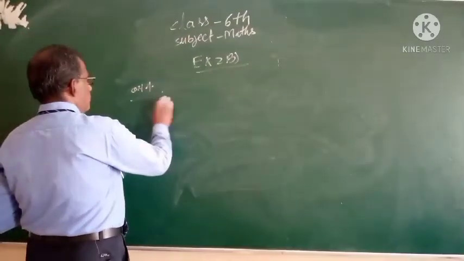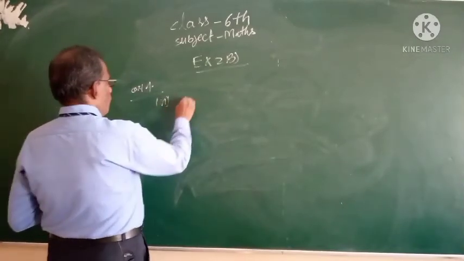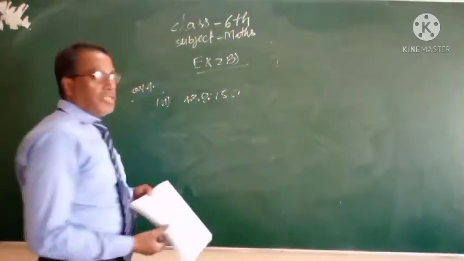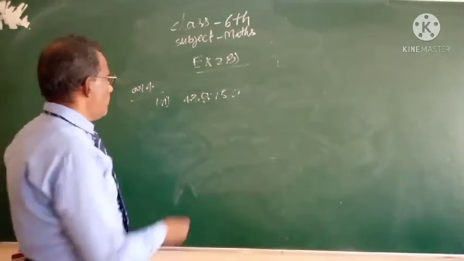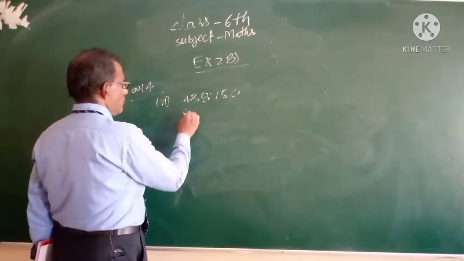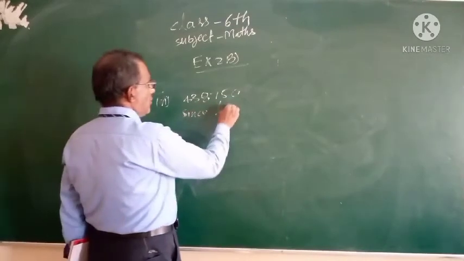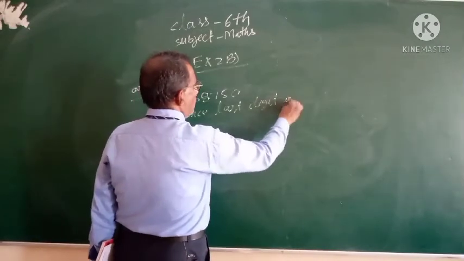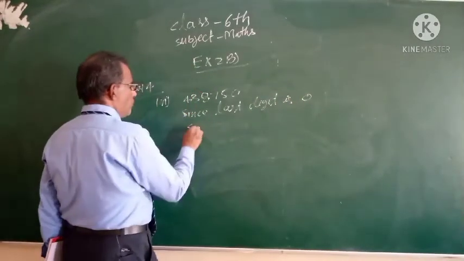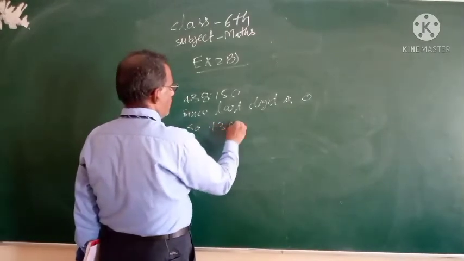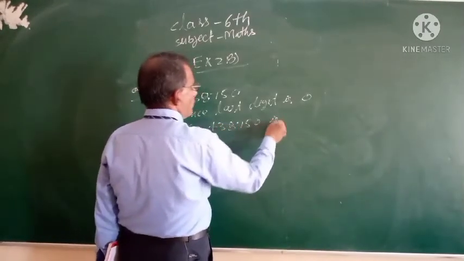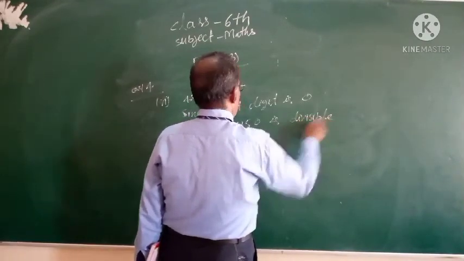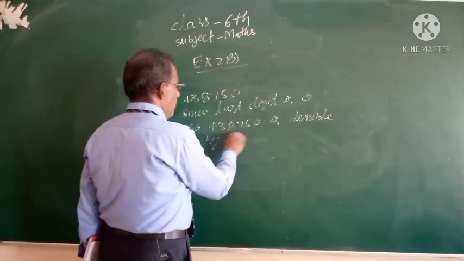Sixth question, 438750. Since the last digit is 0, this number is divisible by 5. Since the last digit is 0, 438750 is divisible by 5.